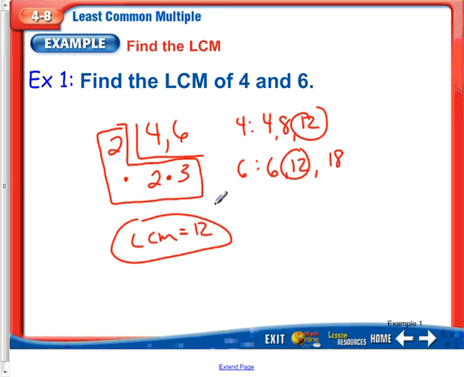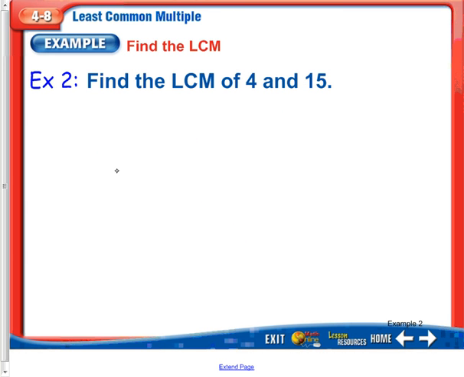But as we start working with bigger numbers, you're going to want to have a method to use in finding the LCM, or the LCD. And so the L method is a useful tool for us since we already know how to use it. Now we just need to remember how to use the L method to find the LCM, the least common multiple. So for example 2, we're going to use 4 and 15.